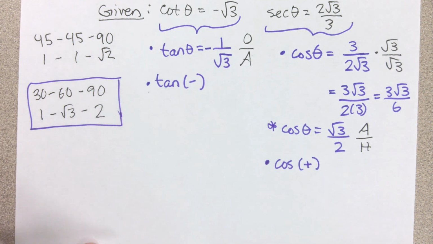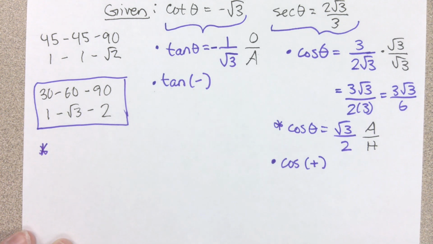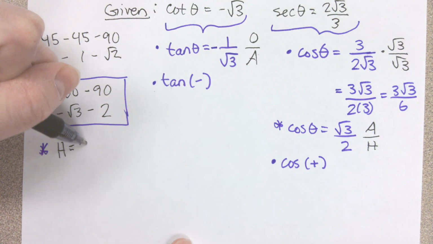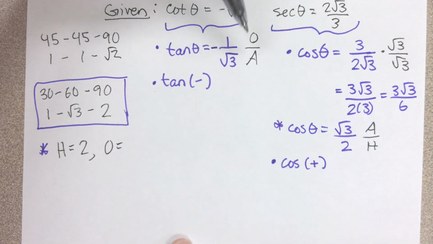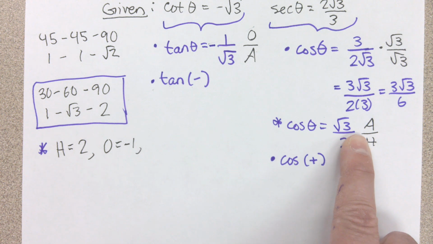So I'm going to gather my information in a little space over here, just to organize it, because I did a lot there. We now know H, O, and A. H is 2. O, we now know O has a negative. It's negative 1, because the A down here was a positive rad 3.